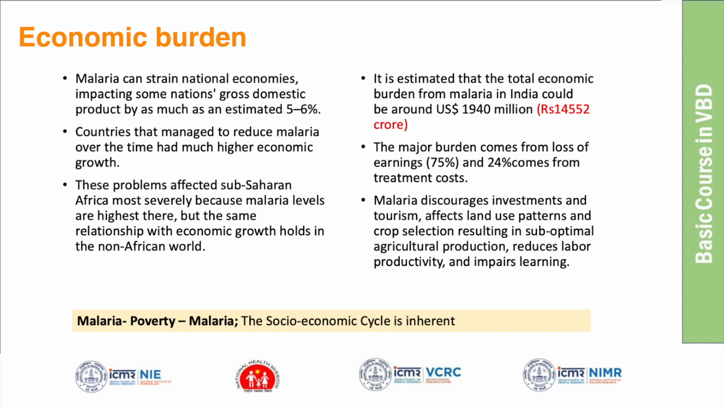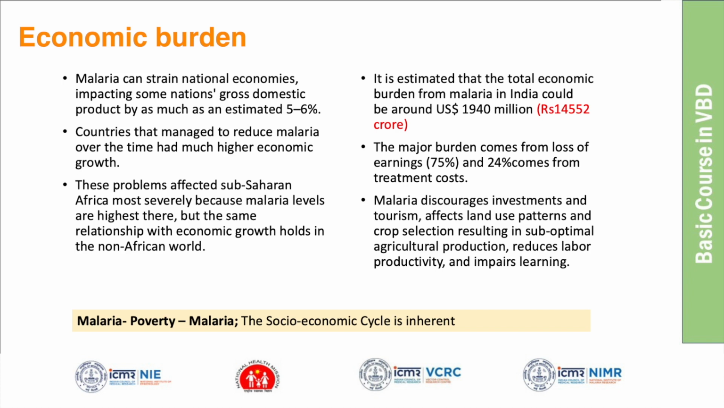Malaria can strain the national economies, impacting some nations' gross domestic product by as much as an estimated 5 to 6%. Countries that managed to reduce malaria over time had much higher economic growth. If you go to malaria history, you'll find that European countries managed malaria even before the nets or insecticide came, by eliminating the breeding sites. Because of the development of roads, education, etc., the breeding sites reduced, and suddenly malaria came down in many parts of Europe, and the economic growth was high.